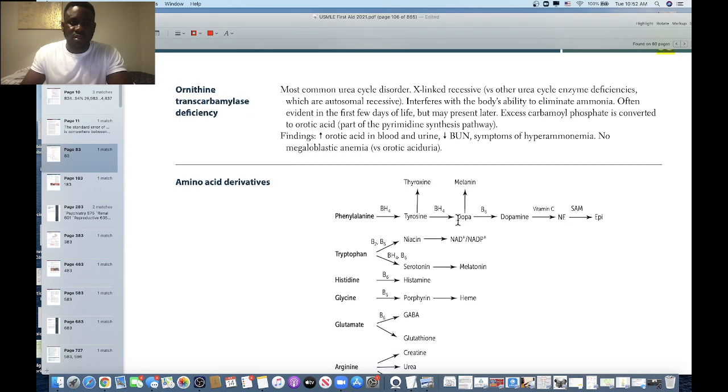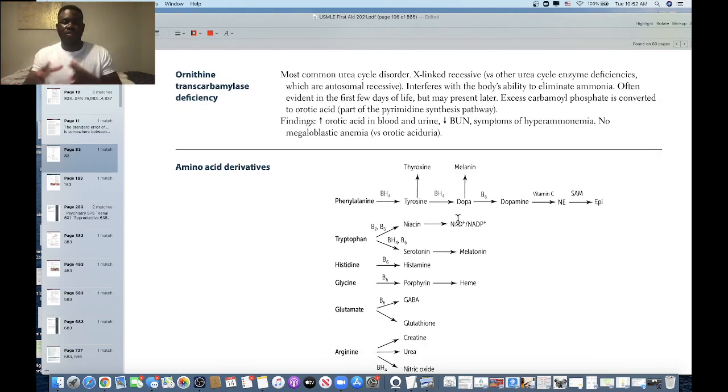Let's go to the next one. So here they are treating ornithine transcarbamylase deficiency for us, and we've done it already, so we are happy. We just go through it. The most common urea cycle disorder is X-linked recessive, versus the other urea cycle enzyme deficiencies, which are autosomal recessive. It interferes with the body's ability to eliminate ammonia, often evident in the first few days of life, but may present later. Excess carbamoyl phosphate is converted into orotic acid in the pyrimidine synthesis pathway.